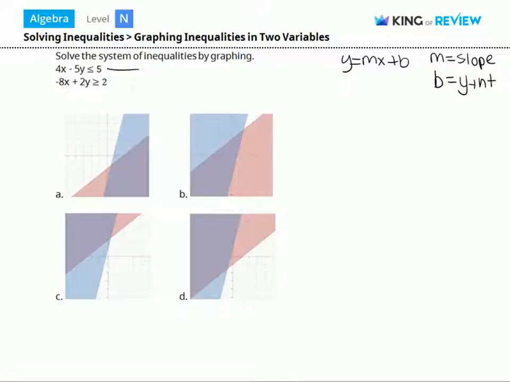So for our first inequality, when I rearrange this into the slope-intercept form, I get y is greater than or equal to 4/5 x minus 1. And when I rearrange the second inequality into the slope-intercept form, I get y is greater than or equal to 4x plus 1. Now we're ready to graph.